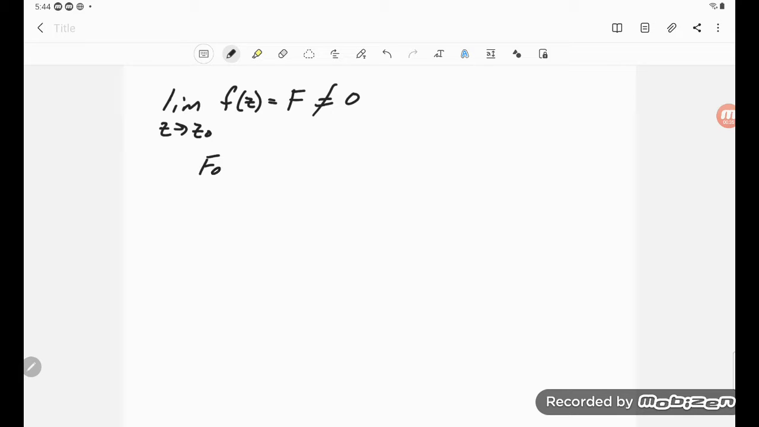for some delta, we'll be able to bound the absolute value of f of z. We'll be able to say that that's bigger than F over 2 and smaller than 3F over 2.